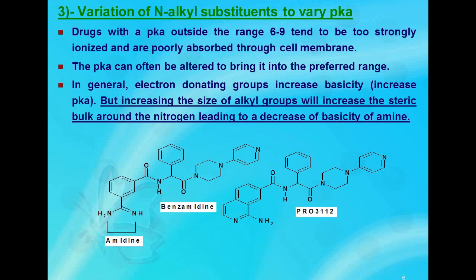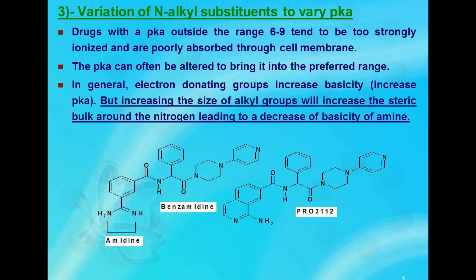For example, benzamidine. This is a drug which is used to treat painful and inflammatory conditions of the oral cavity. This drug has an amidine group connected to a benzene, so it is known as an amidinobenzene group. Because of the high basicity of benzamidine, having a pKa of 11.6 means it is outside the range of 6 to 9, which leads to it being too strongly ionized and poorly absorbed through the cell membrane.